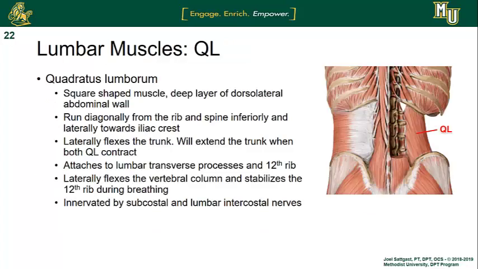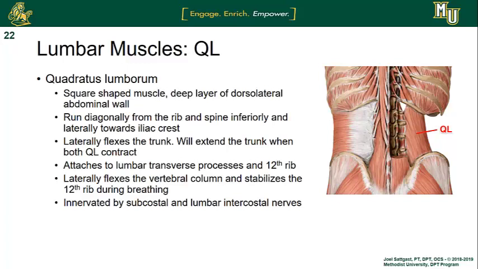Specifically, the quadratus lumborum sits on the back, and it's going to run diagonally from the rib and spine inferiorly and laterally towards the iliac crest. It is a deep layer of the dorsolateral abdominal wall, and when acting alone, will flex the trunk laterally, and then will extend the trunk when acting bilaterally.